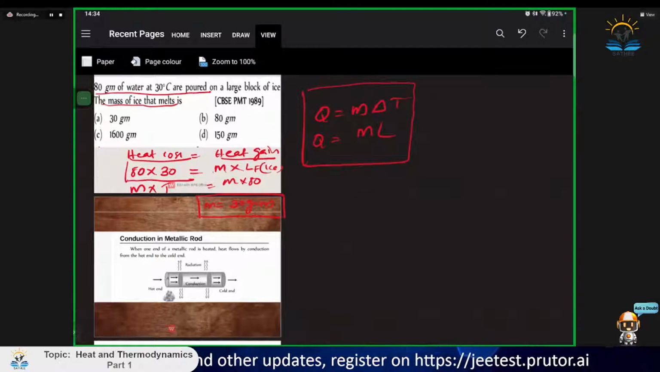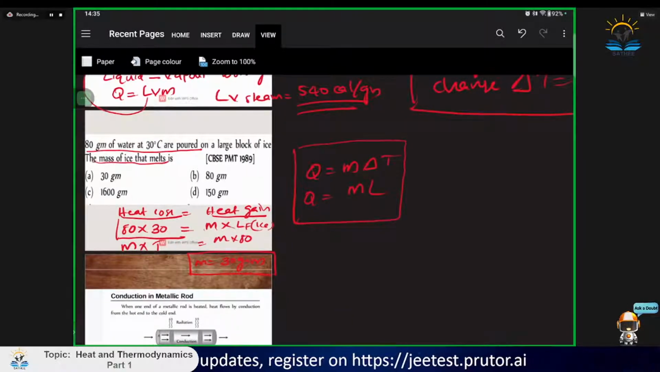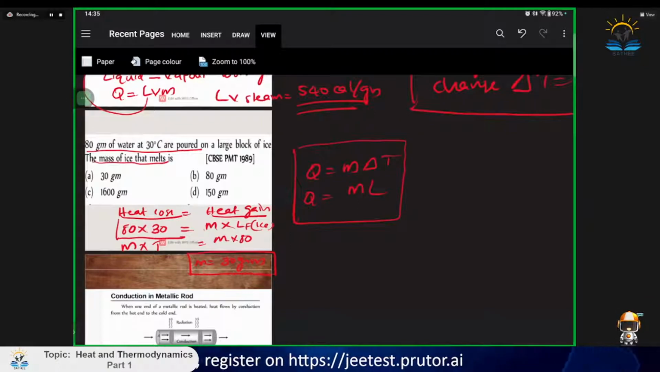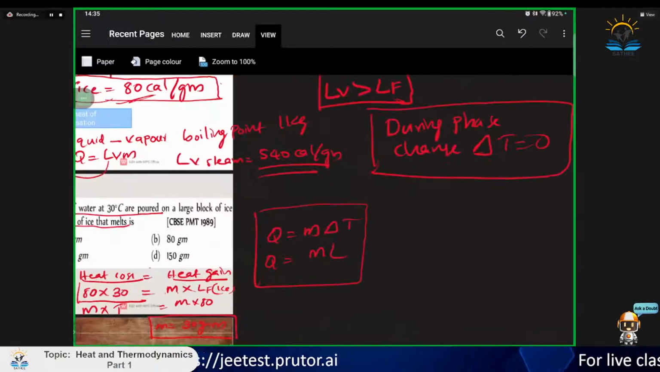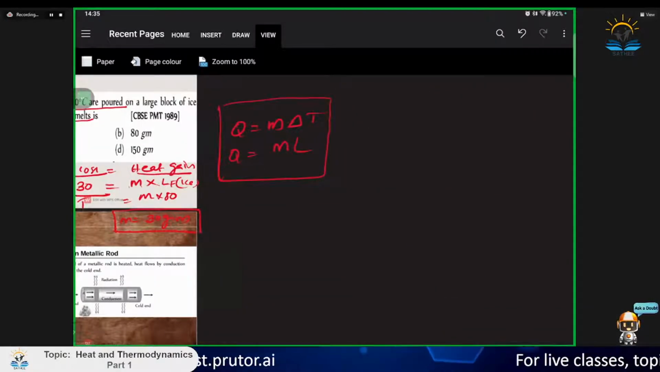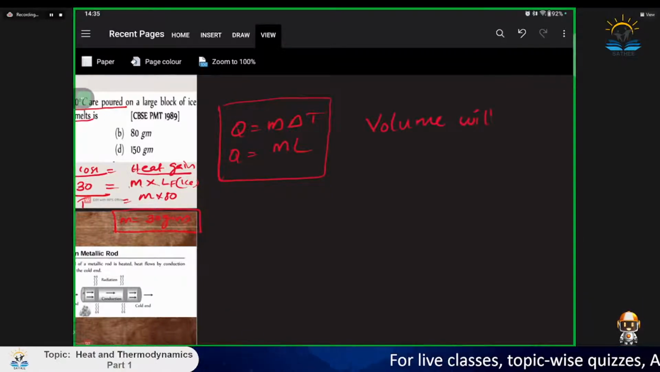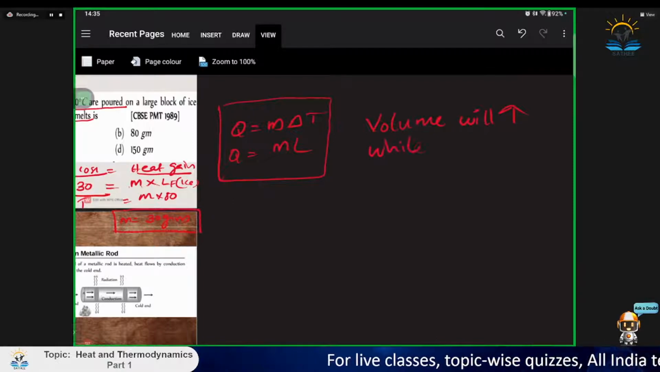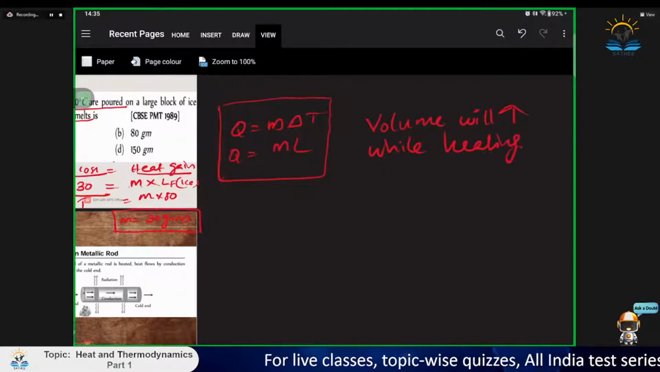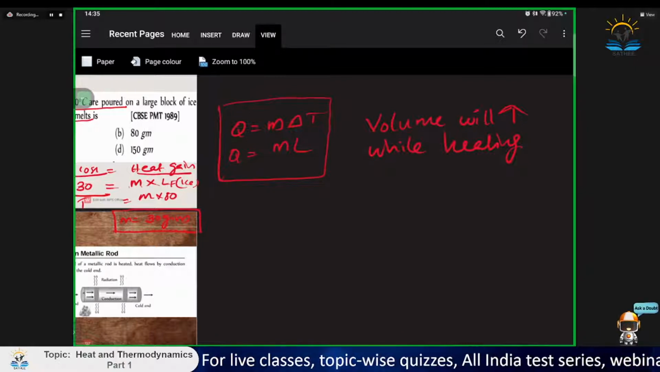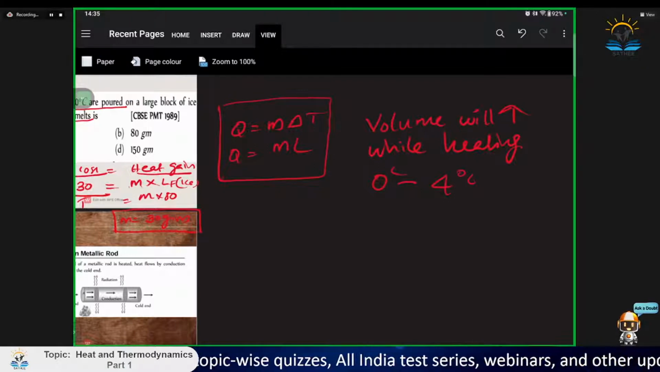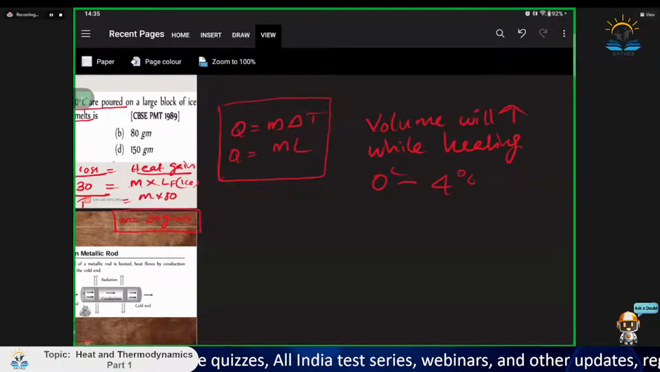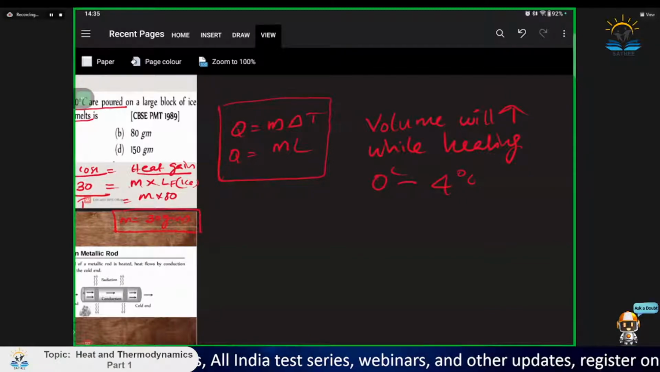Fine. One more thing I want to mention is the anomalous expansion of water. It's a theory topic, so I will just say it, not writing much. Generally when we heat, the volume will increase. But in the case of water, at temperatures from 0 to 4 degrees Celsius, when we heat, the volume will not increase. Instead, the volume will decrease.